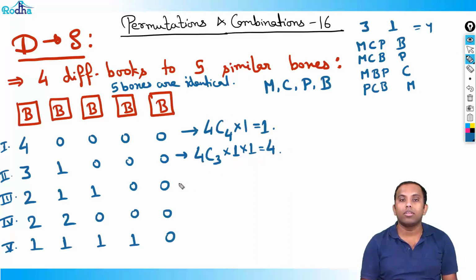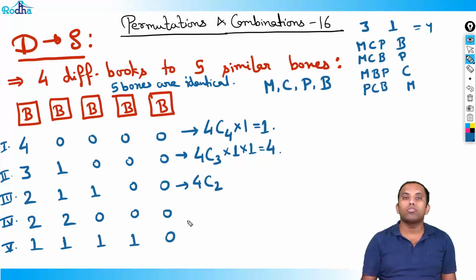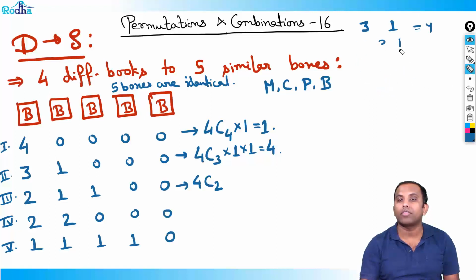Okay. Now, third one, 2-1-1. Again, out of 4 books, which 2 will come? That can be done in 4C2 ways. So out of 4 books, selecting any 2 in 4C2 ways. That means there are 4C2 groups. What is 4C2? 6. There are 6 groups of 2 books. How many are left? 1-1, right? Now you see this case. 1-1 are left.